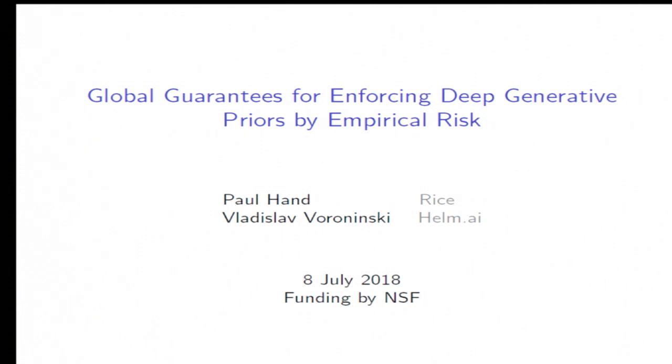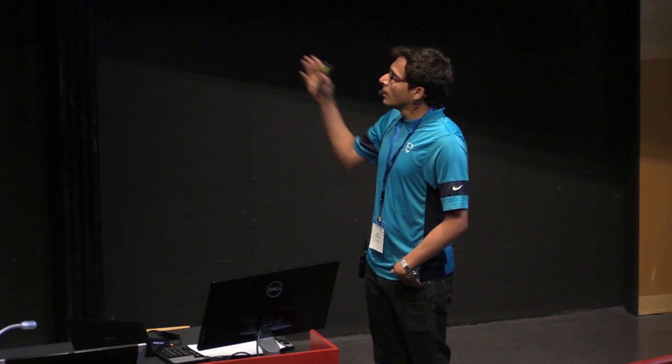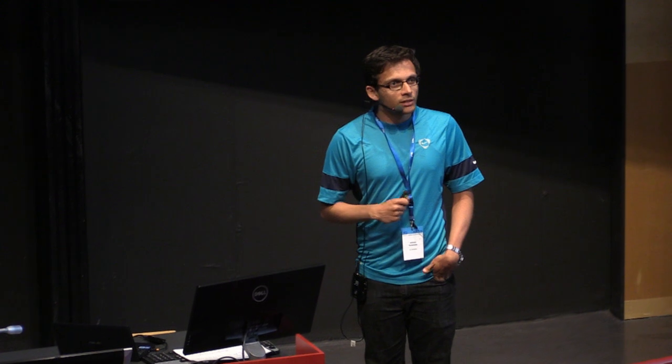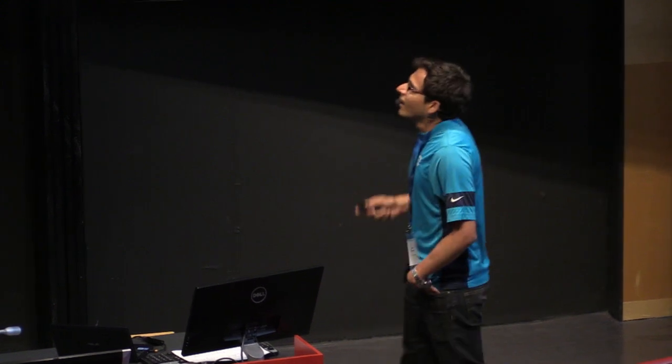So I'm going to be talking today about global guarantees for enforcing deep generative priors by empirical risk. I think there's a bunch of interesting things here, perhaps some of them new to this community. So again, there may be something nice about going slow. Paul Hand is currently teaching a bunch of underprivileged children in Texas, so he couldn't be here. And Vlad Voroninski runs a company, so he couldn't be here.